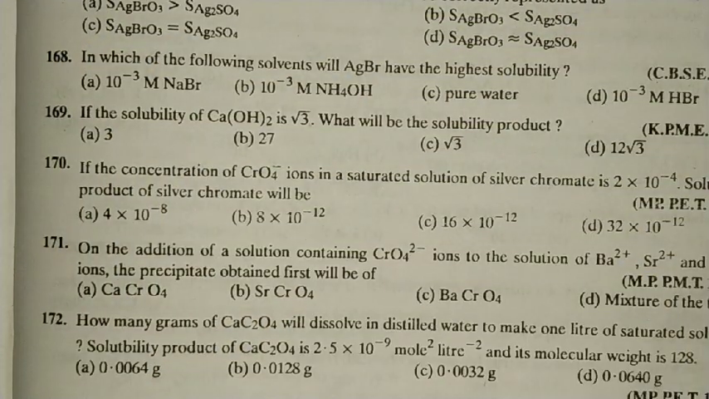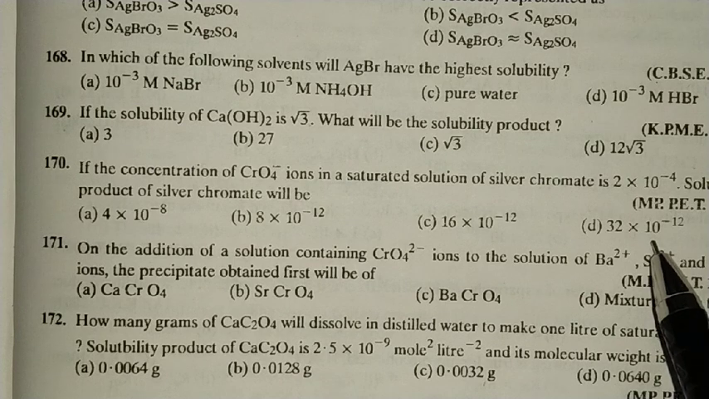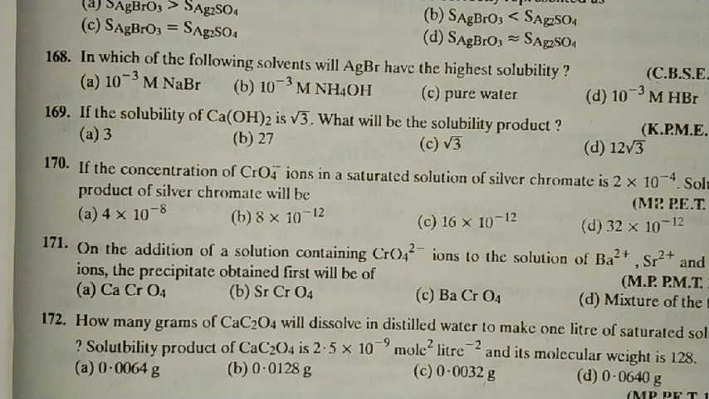Then what is our option? 32 into 10 power minus 12. So D. Is it okay? Right. Look at the next question.